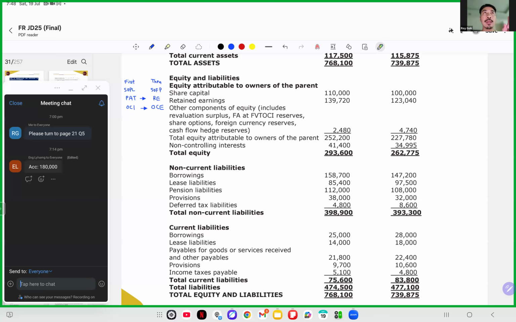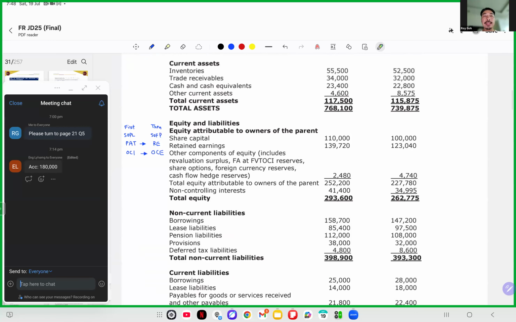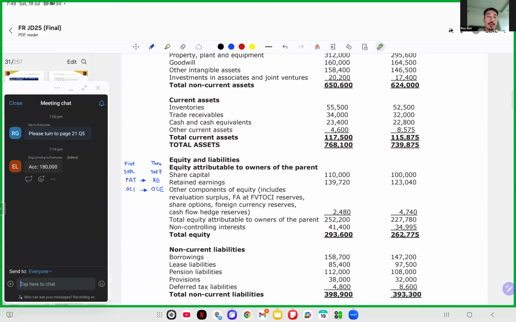In your FR syllabus, revaluation reserve, revaluation surplus, financial asset, share option, currency exchange, cash flow hedge. These are just some examples, but you concentrate on revaluation reserve and financial asset. Then this is your NCI, which is based on IFRS 3. The rest is quite straightforward, current and non-current liability. This is just something new that you have retained earning and other components of equity, just called other reserves.